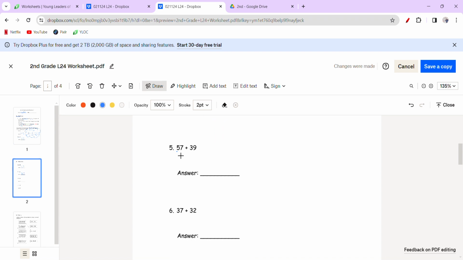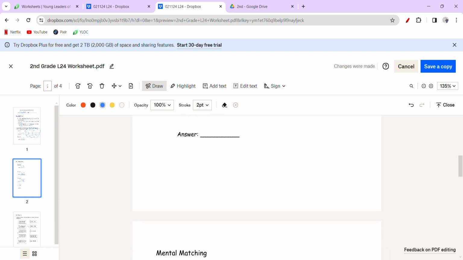You have 57 plus 39, 50 plus 30 will equal 80, 7 plus 9 will equal 16, the 10 will move on to the tens place, which will no longer be 80, it will be 90, and then the remaining ones would be 6, so it will be 96.